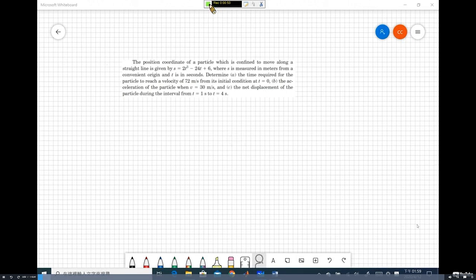The position of a particle confined to move along a straight line is given by this position function, which is also a function of time, where s is measured in meters from a convenient origin and t is in seconds. First, determine the time required for the particle to reach a velocity of 72 meters per second from its initial condition at t equal to 0, and the acceleration of the particle when v is equal to 30 meters per second, and then determine the net displacement of the particle during the interval from time equal to 1 to 4 seconds.